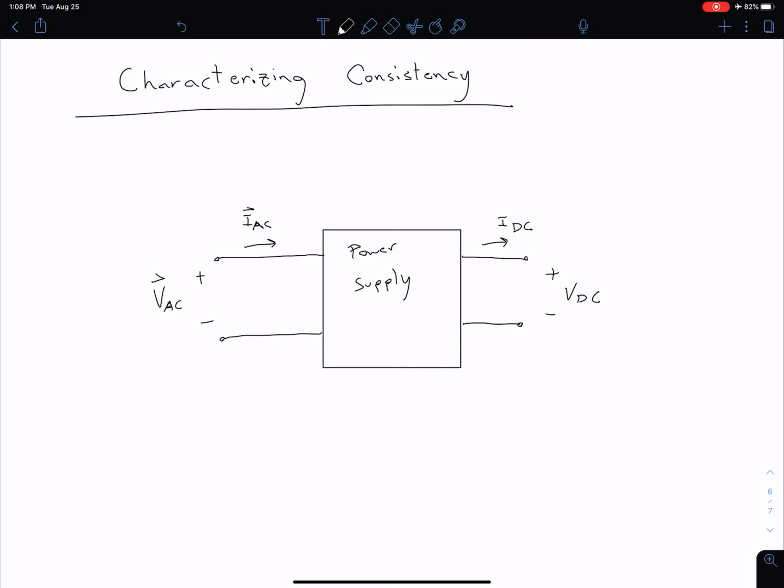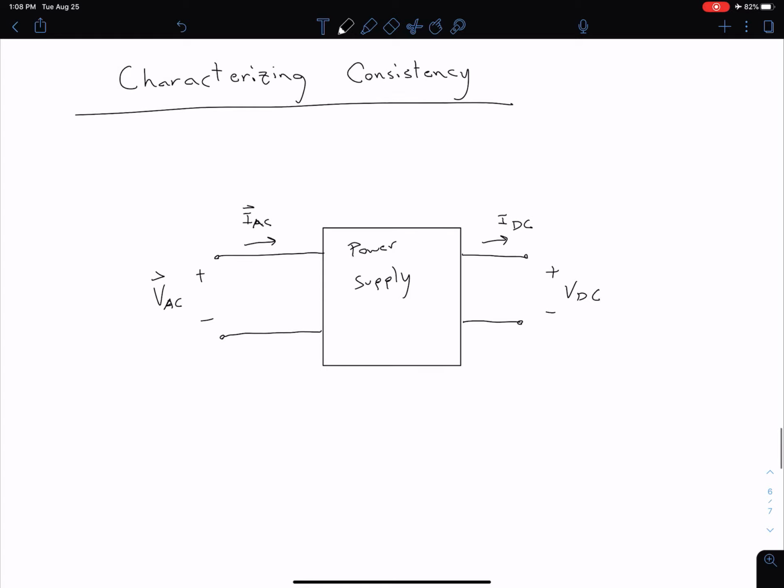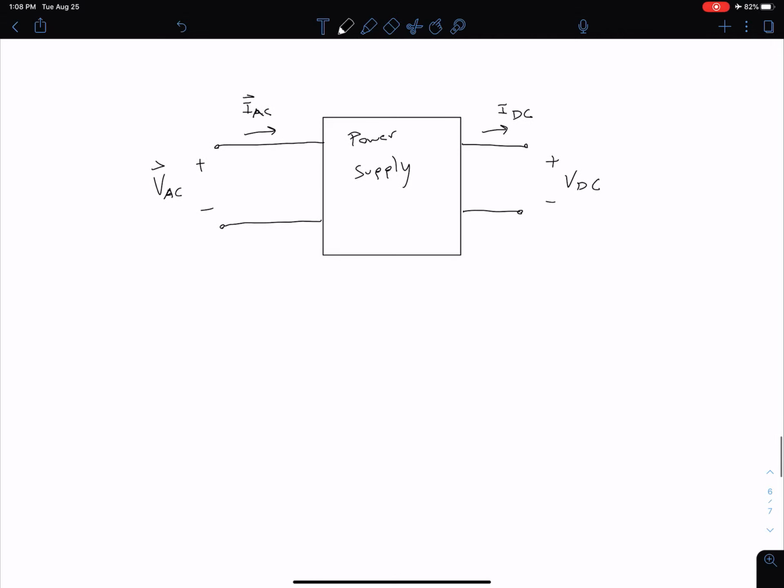The next thing we want to look at are a couple key metrics that characterize the consistency of our power supply. So if we're considering our sort of generic box here, which is our power supply, we have AC input on the left, DC output on the right. Let's look at two ways that we can characterize the consistency. The first is going to be with something called the fractional line regulation.